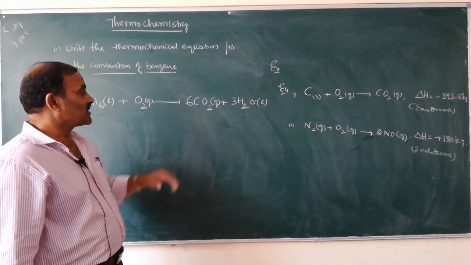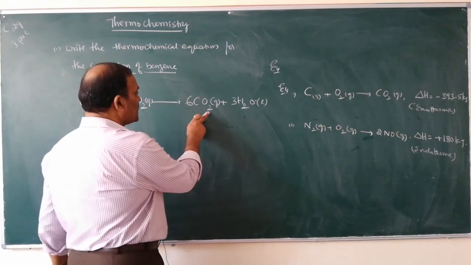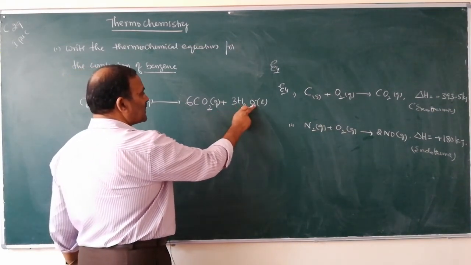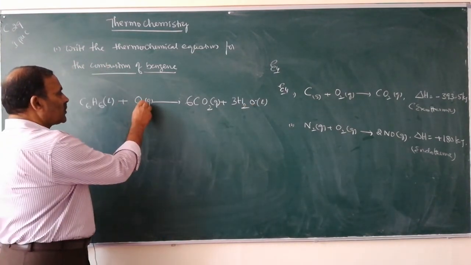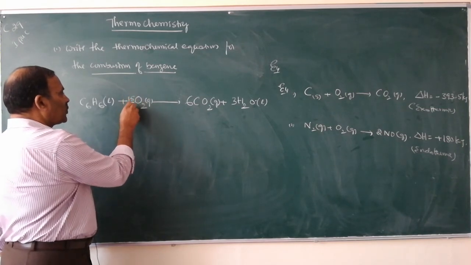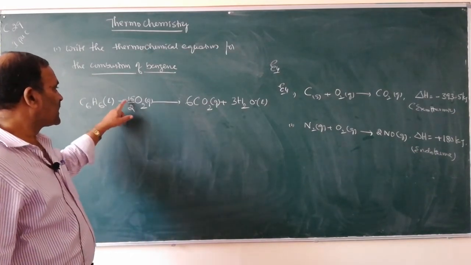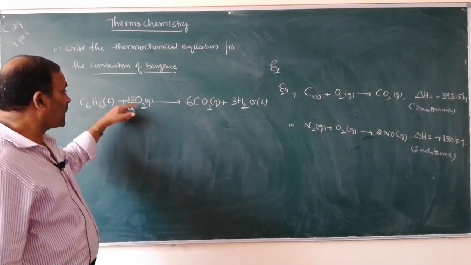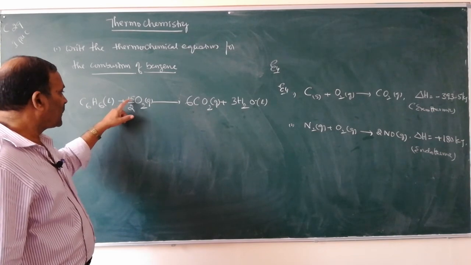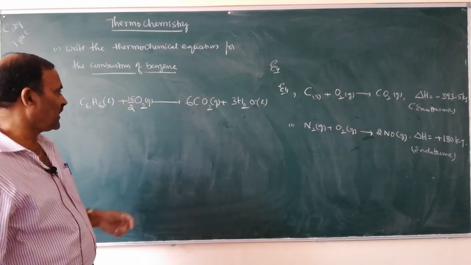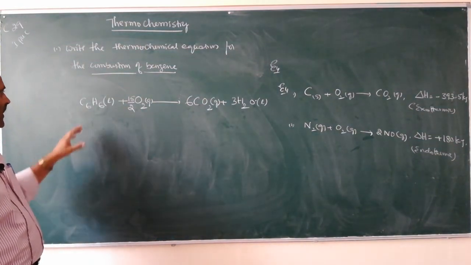To balance oxygen atoms, you have to count on the right side. How many oxygen atoms? 6 into 2, 12, plus 3, 15. So here is the oxygen molecule. Write down 15 by 2 oxygen molecules. 15 by 2 means 7.5, and 7.5 into 2 becomes 15. Now the equation is balanced.